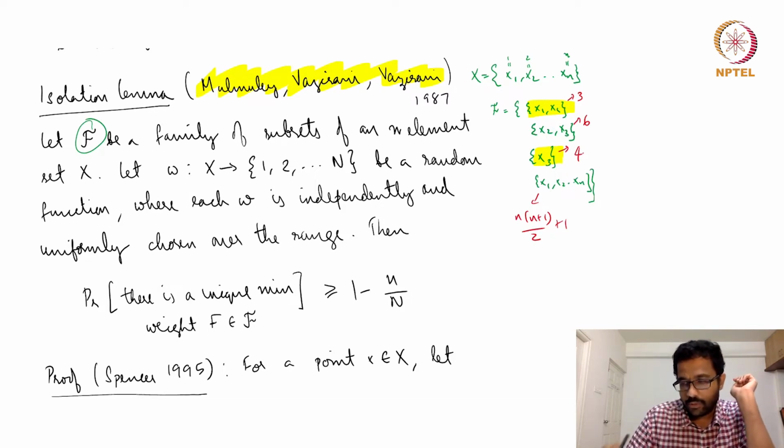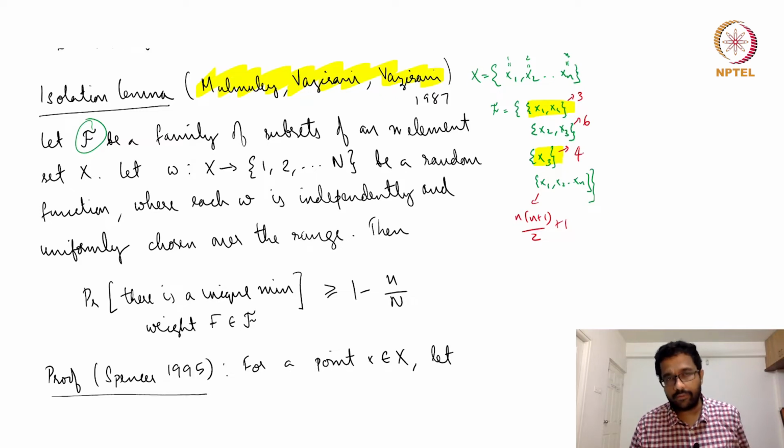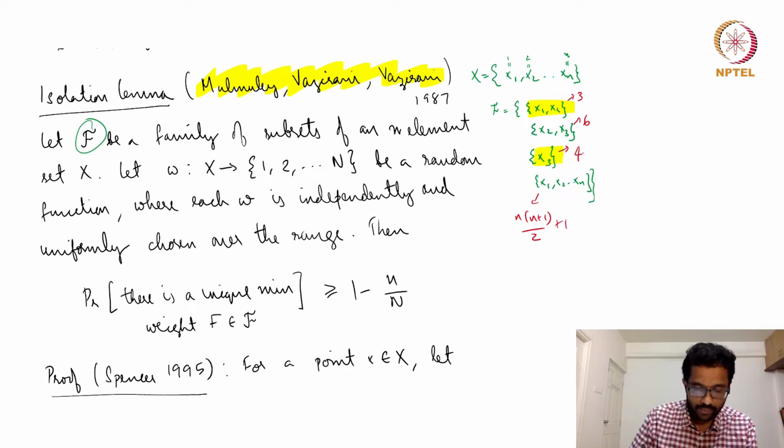Right. So the goal is, given a fixed family of subsets F, can we assign weights in such a way that there is a unique minimum weight set. You should not have two sets with the same weight and them both being the minimum. Okay, so you could have two sets with the same weight as long as they are not the minimum. The minimum one should be only one set. It should be unique. What this is saying is that there is a reasonably chosen random weight assignment which will ensure that with good probability there is a unique minimum weight set. Okay, so that is the isolation lemma.